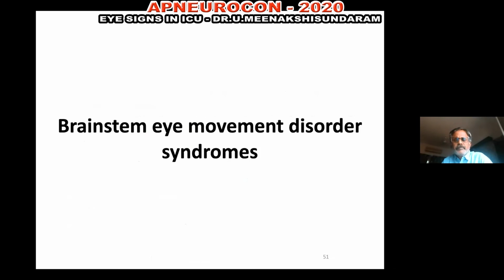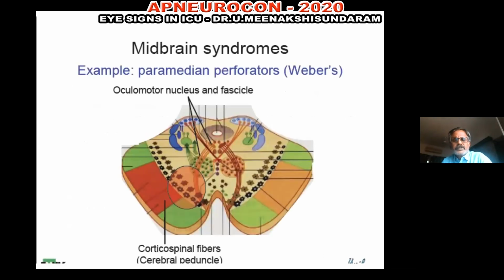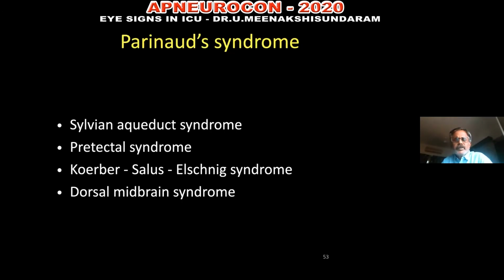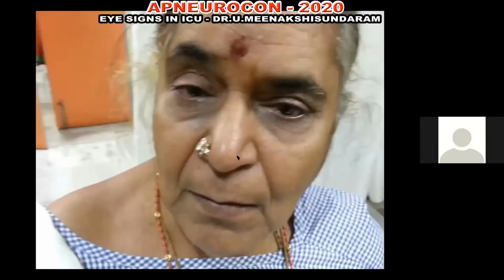Quickly through brainstem eye movement disorder syndromes, we know Weber's syndrome, which is commonly known. We look at Parinaud syndrome, which is also called Sylvian aqueduct syndrome, pretectal syndrome, Koerber-Salus-Elschnig syndrome, or the dorsal midbrain syndrome. Let's look at this patient.